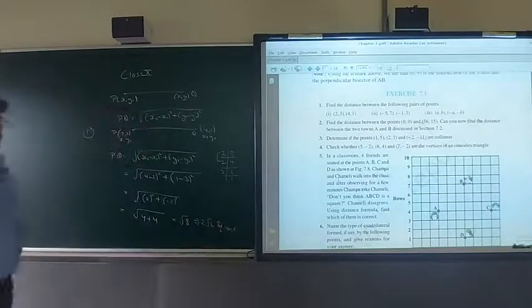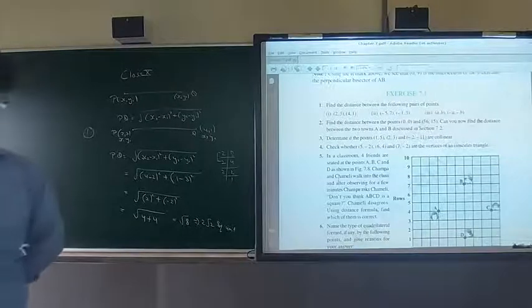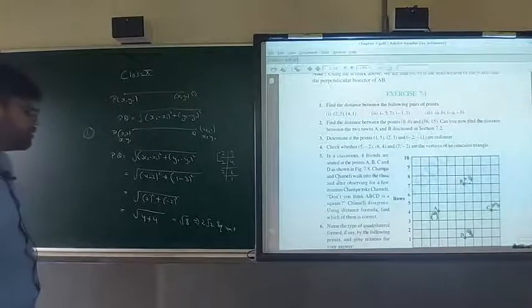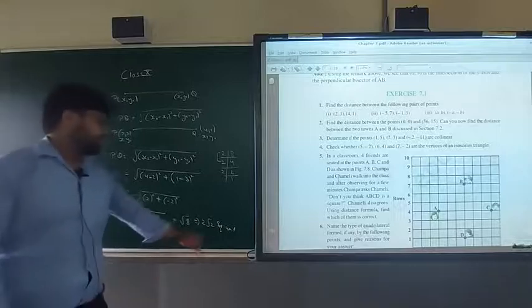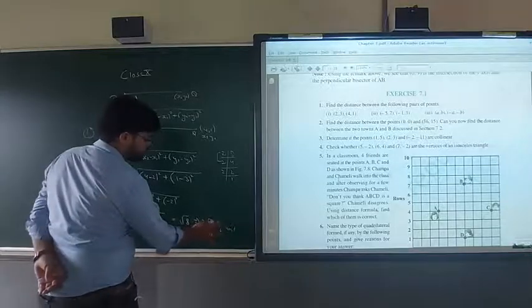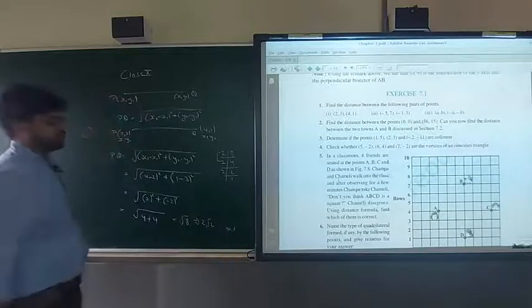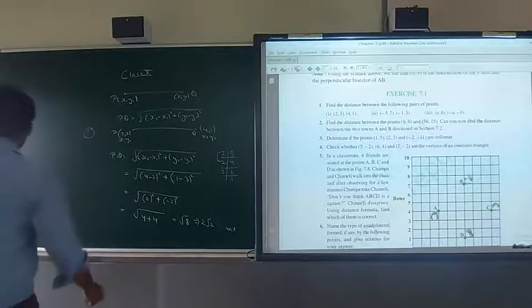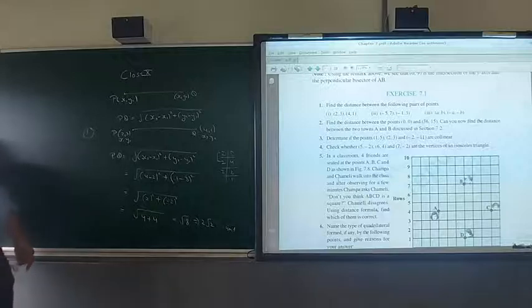Why square unit? Because we don't know the distance unit. Distance always has a unit like centimeter, meter, kilometer. These are the units of distance. But here the points are there, so we don't know the distance unit. So I will write square unit. You can write unit also. Square no need to write, unit only. 2 root 2 unit. Now the second part you can do on your own. That one is homework. Third part I will do.